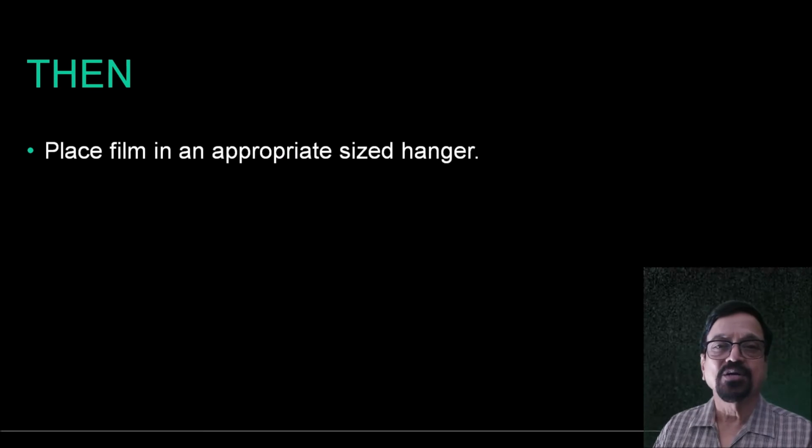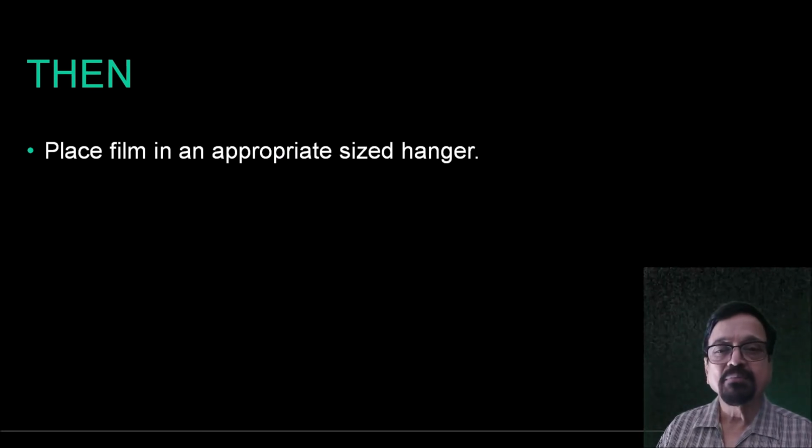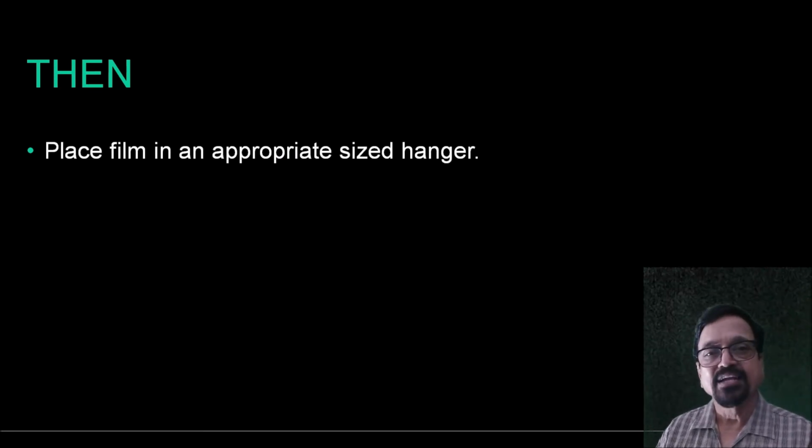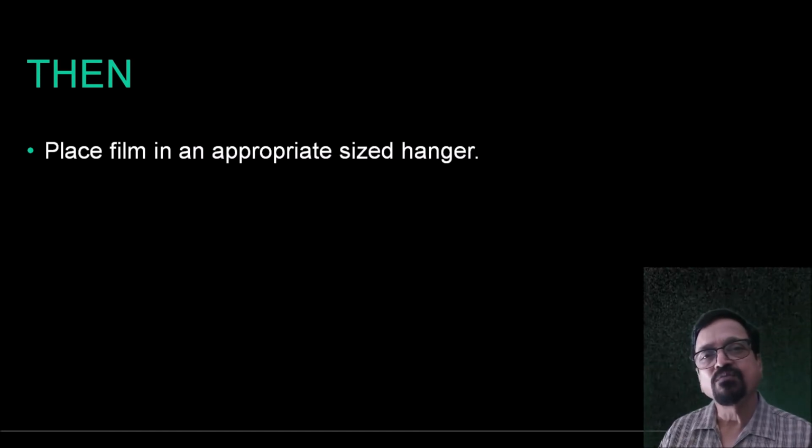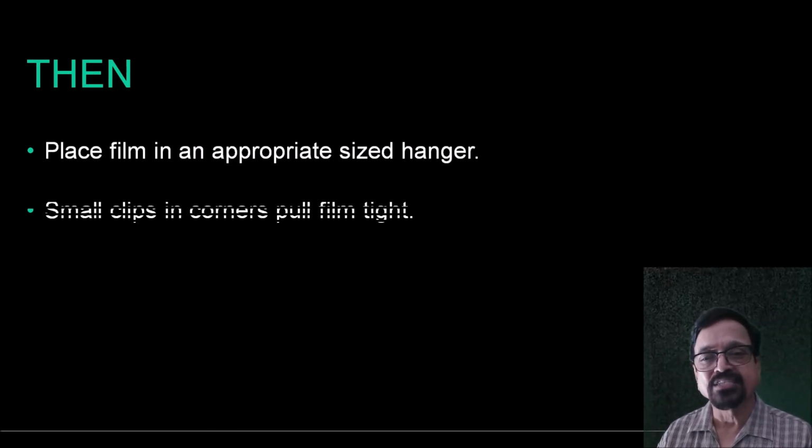What is the next step? Place the film in an appropriate size hanger. Once the cassette is received in the darkroom, you open it. There is a typical method of how you should open the cassette. The front side of the cassette should always be touching the desk, and from behind you remove the clips, and then you turn the cassette again so that the film falls on the back surface, from which you can easily remove it. Once you remove the film, you can clip it to the hangers.